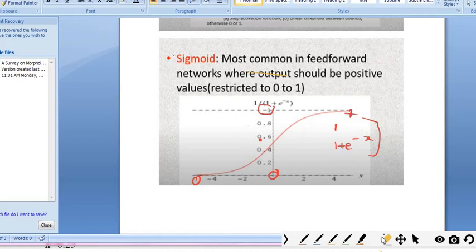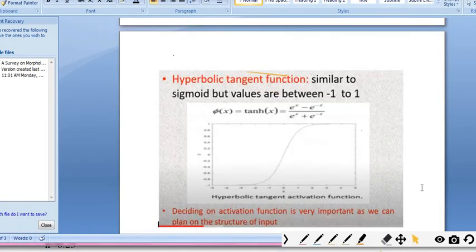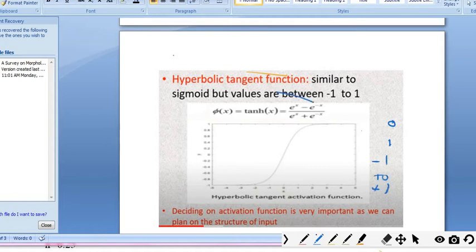Okay, so the next activation function is the tangent function. Let us see that function. The next function is the hyperbolic tangent function. It is the same as sigmoid, but in the sigmoid it varies from 0 to 1, but here the tangent function varies from -1 to +1. So this is the difference, and this is the formula for applying the tangent function: e raised to x minus e raised to -x divided by e raised to x plus e raised to -x.